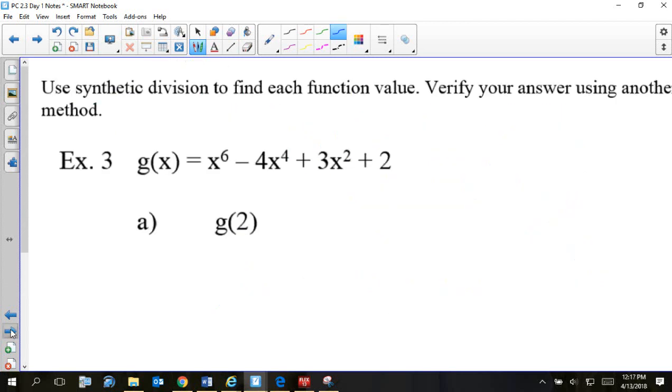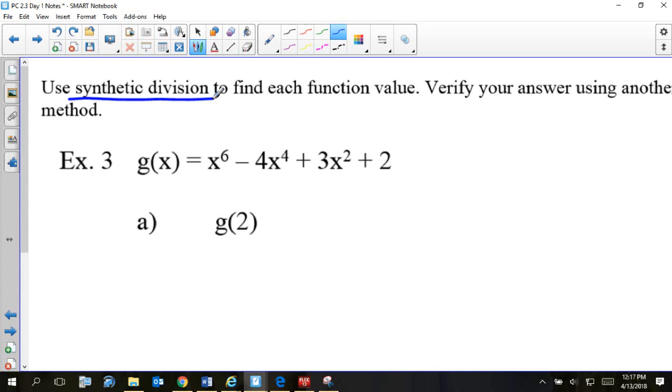All right, the last section says to use synthetic division, and we're going to find the value of g of 2. This is called the remainder theorem. And you did this in algebra 2 as well. How would you do g of 2? If I just said find g of 2, what would you do? Just plug in 2 for all the x's. This is saying you can find the same answer by using synthetic division.